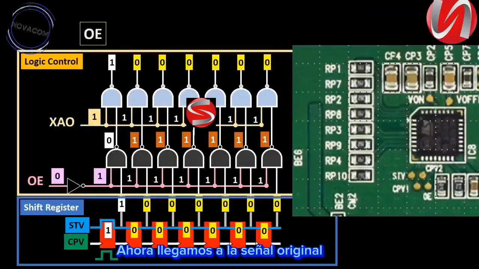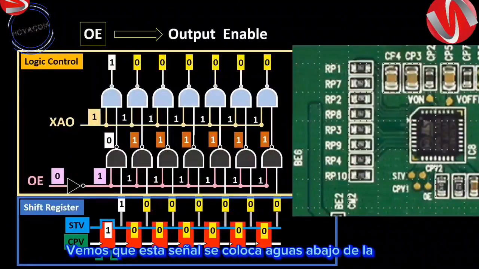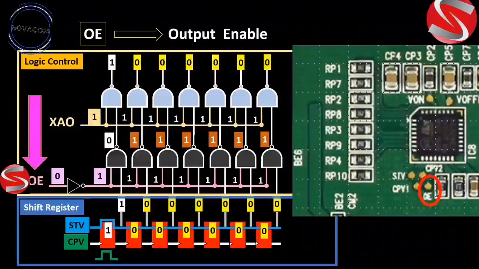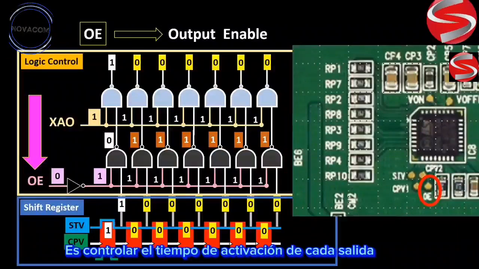We now arrive at the OE signal, which is a contraction of the words output enable. We see that this signal is placed downstream of the output of the shift registers. The role of the OE signal is to control the activation time of each output.